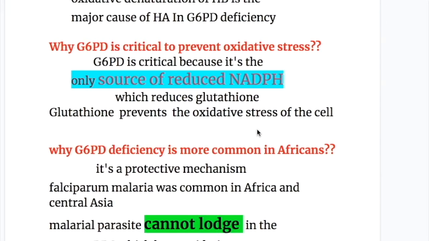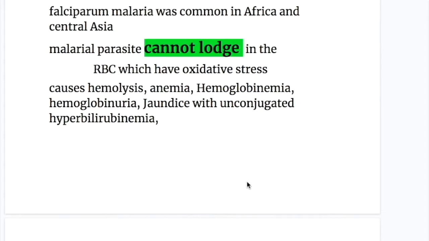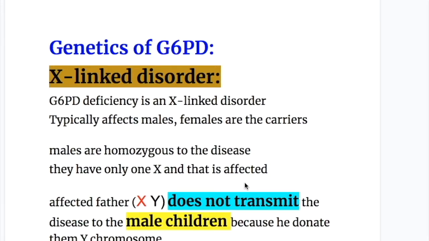Why is G6PD critical to prevent oxidative stress? G6PD is critical because it's the only source of reduced NADPH, which reduces glutathione. Glutathione prevents the oxidative stress of the cell. Why is G6PD deficiency more common in Africans? It's a protective mechanism. Falciparum malaria was common in Africa and Central Asia. The malarial parasite cannot lodge in an RBC which has oxidative stress, so it causes hemolysis, anemia, hemoglobinuria, jaundice, and unconjugated hyperbilirubinemia.